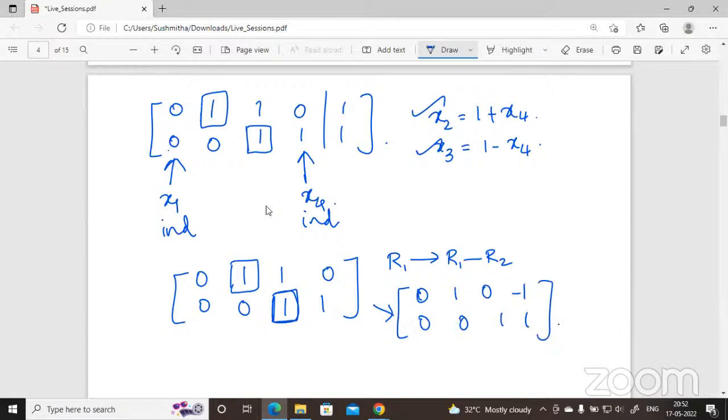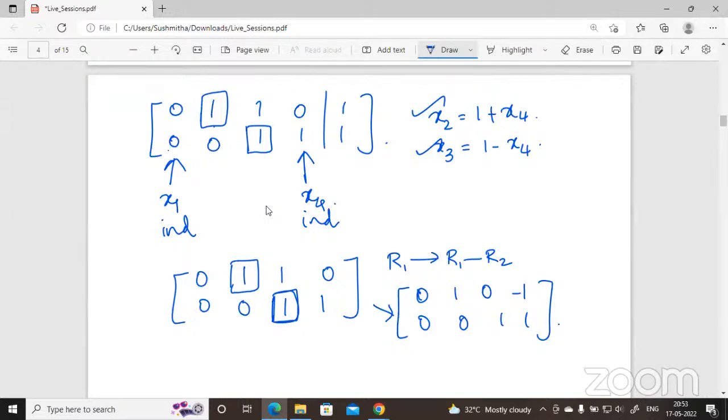Ma'am, for finding the solution from this matrix, should we prepare reduced row echelon form or only row echelon form? If you want to find the solution, anything is okay. The only difference is if you do reduced row echelon form, you will directly get the solution. When you do row echelon form, you will have to substitute, go back, substitute, and get the value. Okay. Ma'am, is it clear now that it is in reduced row echelon form? Yes, ma'am.